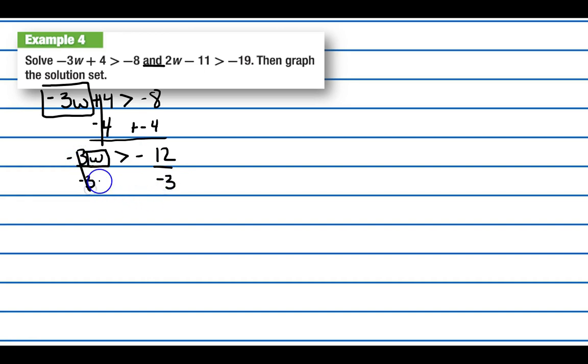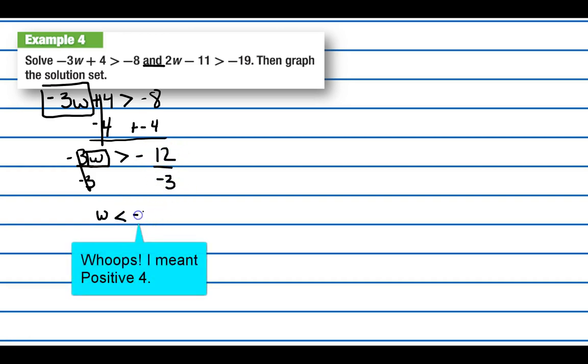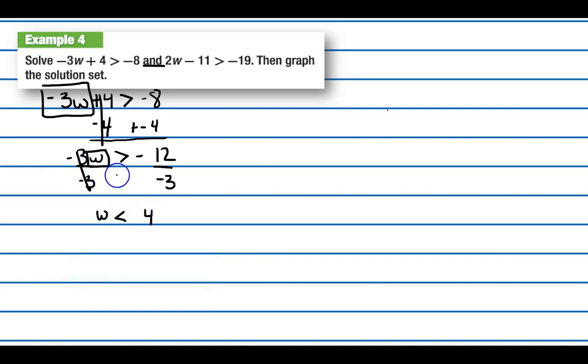Alright, because we divided by a negative 3 to both sides, and I'm dealing with inequalities, this is where my sign flips. I have a greater than, now it's going to change to less than. So w is less than negative 12 divided by negative 3, which is negative 4. Alright, so then we have w is less than now positive 4. Negative 12 divided by negative 3 is positive 4.